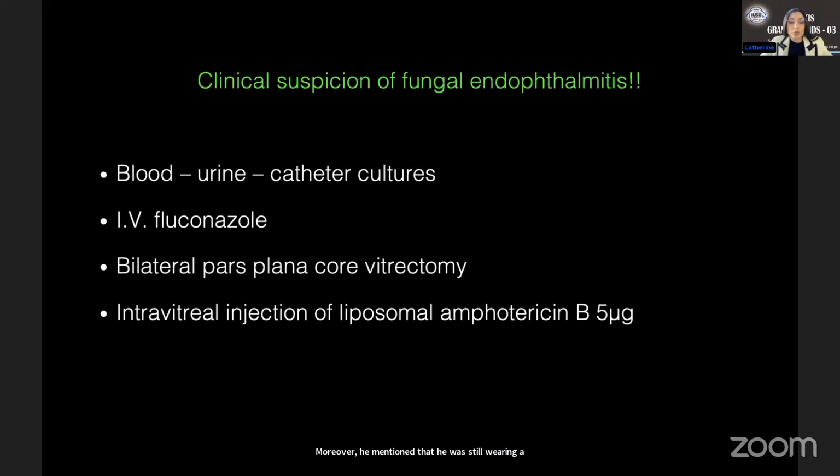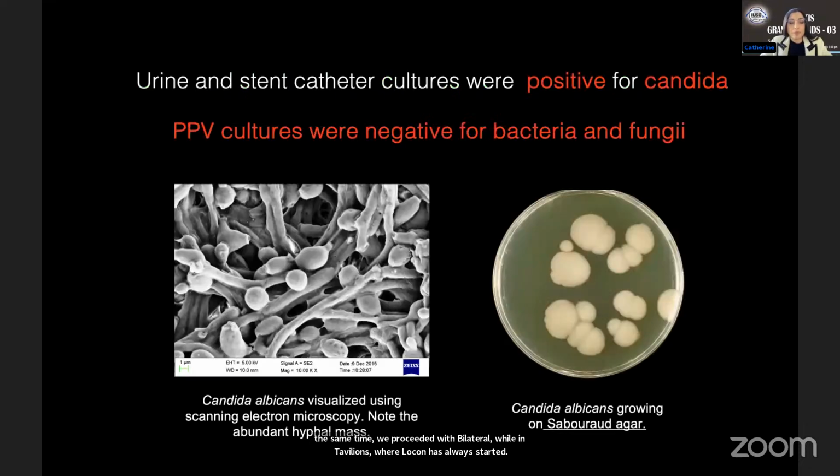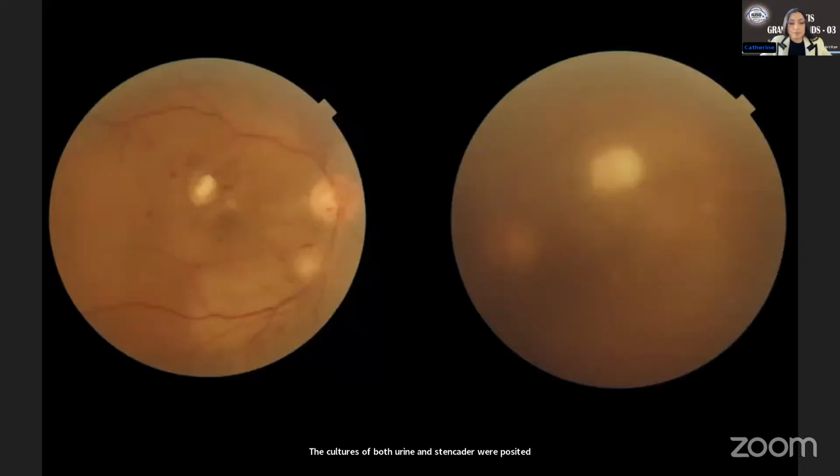We immediately proceeded with blood and urine cultures. Under the infectious disease specialist consultation, the catheter was removed and sent for culture, while intravenous fluconazole was started. At the same time, we proceeded with bilateral pars plana core vitrectomy and intravitreal injection of amphotericin B at the end of the surgery. The cultures of both urine and stent catheter were positive for Candida. However, vitreous cultures were negative for fungi.